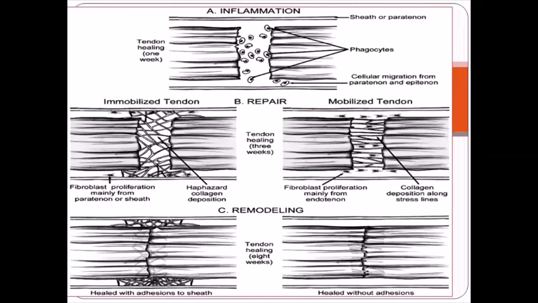Now, in the remodeling stage, you can see there is adhesion formation, which will minimize the gliding of the tendon. But if you follow the mobilization protocol, there is no adhesion formation between the tendon and the wall of this tunnel. So here the tendon can glide easily and it can give you the optimum result.